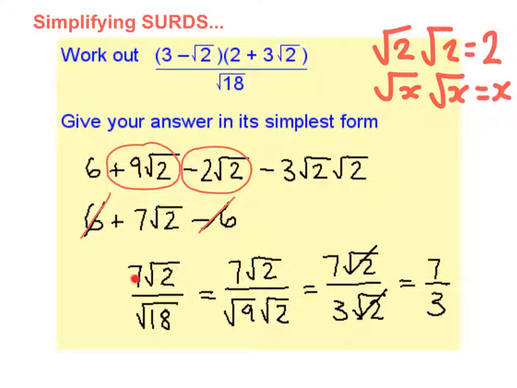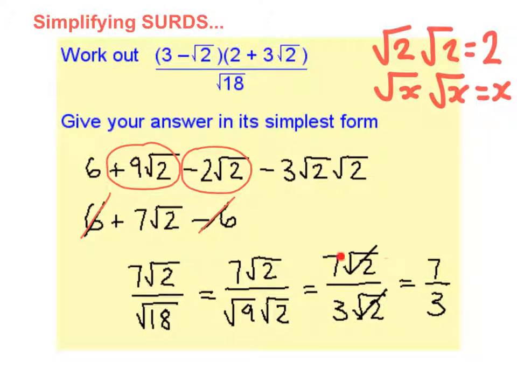So we're going to put 7 root 2 in as our numerator and then bring down the root 18 as our denominator. So we can factorize root 18 to give us root 9 root 2, because 9 by 2 is 18. And 7 root 2 will just stay the same. And the square root of 9 is going to be 3. So this becomes 3 root 2.